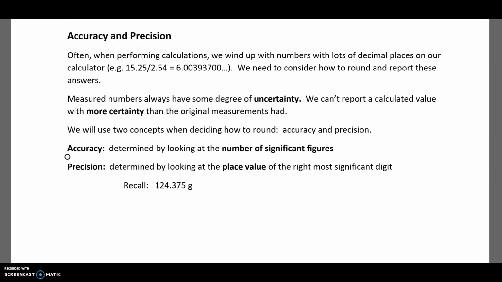Now that we've looked at the difference between exact and measured values, we'll start to consider how to round our answers when we do calculations with measured values. Often, our calculator will give us a lot of decimal places, and we need to decide how many of those to report. Measured numbers always have some degree of uncertainty based on the measuring device that was used.